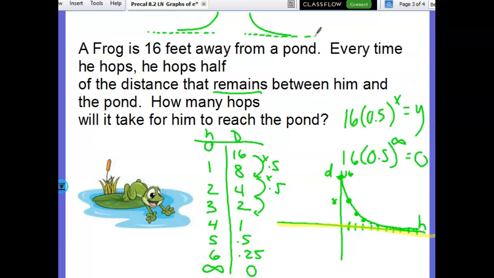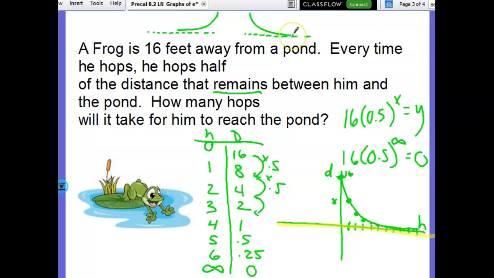Would you say this represents an exponential growth or an exponential decay? It's a decay because it's getting smaller, right? The distance is decreasing. And so notice that my line is going down as the x increases, right? Whereas if you had one like this, as x increases, the y is going up, that would be a growth.